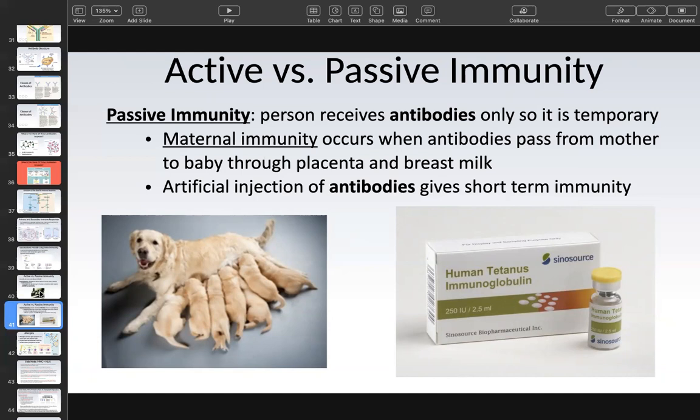These medications require the injection of antibodies to produce short-term immunity. Specific examples are beyond the scope of this class.